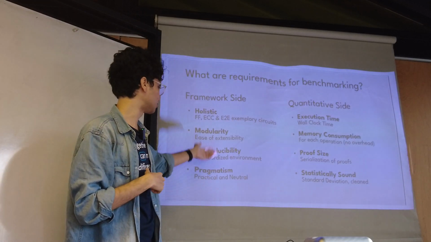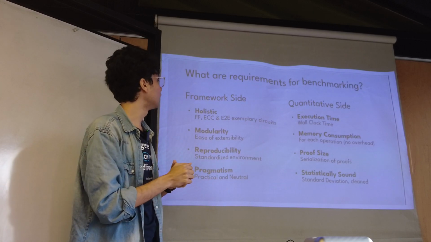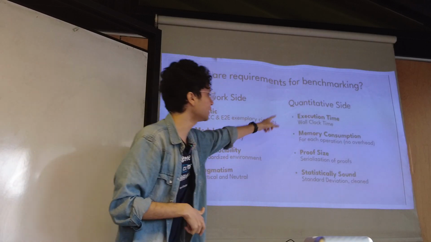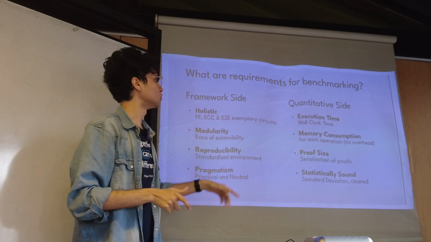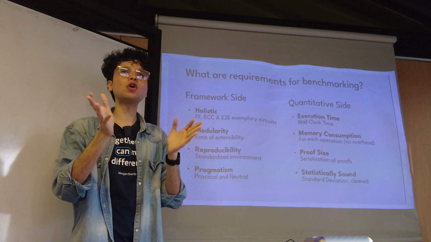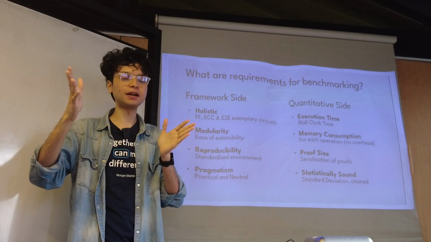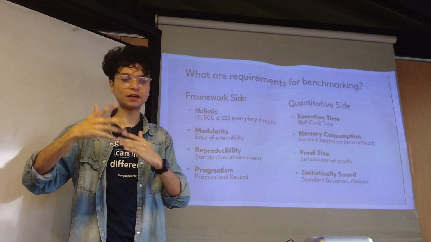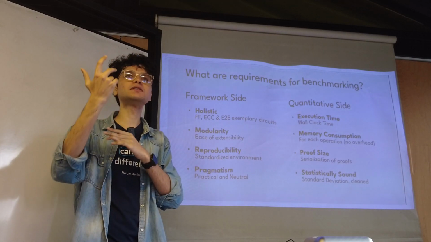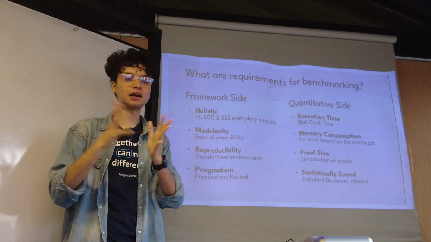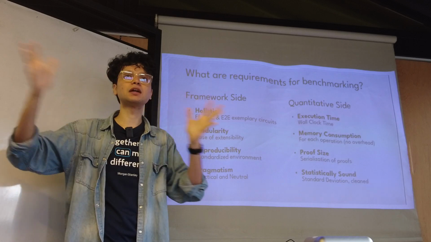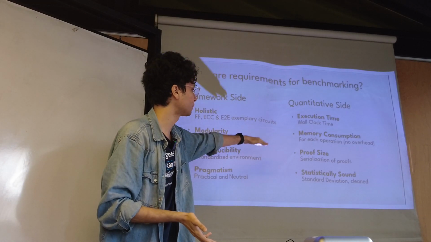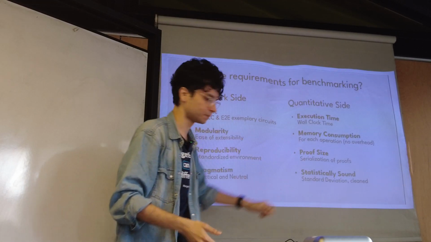And again, it should be reproducible, pragmatic. So this is what we want in the framework, and these are the things that we will be measuring the framework on. We want to measure how long a whole ZK proof generation takes, the whole execution end-to-end time. How much memory is being consumed while generating these proofs? Again, important criteria. How large is the proof size at the end? Something like a STARK generates a proof which is maybe hundreds of times larger than a SNARK proof. So we want to benchmark those numbers along these metrics.